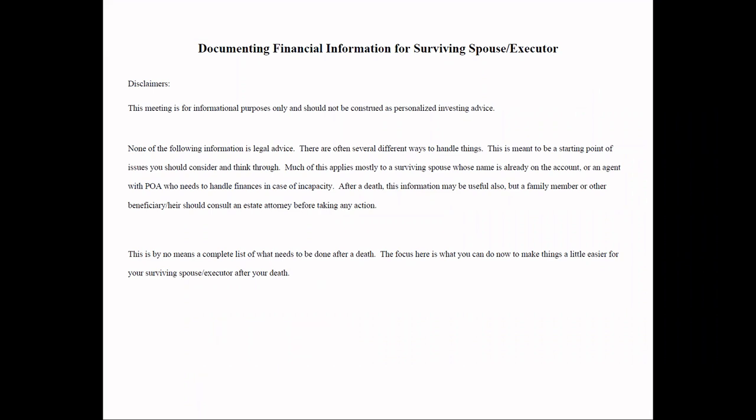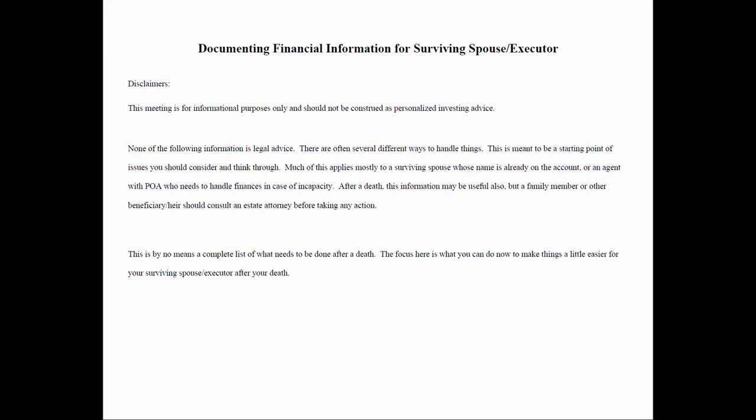So basically what this discussion is, is what you can do ahead of time to make things easier for your surviving spouse. And when I say that, it's also going to apply in situations where you become incapacitated and you have a power of attorney. It's also useful in that situation where the power of attorney is going to take over. And to a certain extent, when you're the last spouse to die and your executor has to take over, but it's mostly geared towards the surviving spouse or power of attorney.